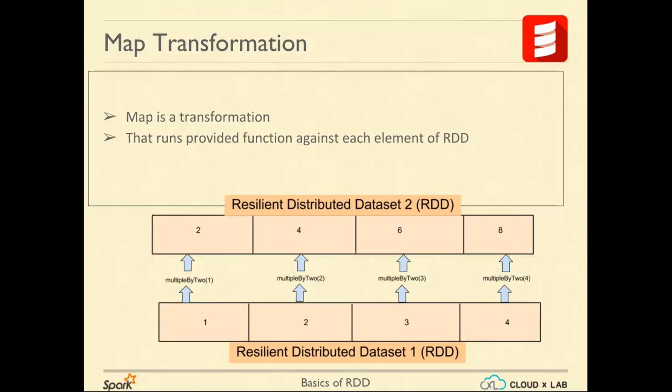Please note that the function map takes another function as argument, which it is going to execute against every element. So if you have 4 elements in your RDD, it's going to execute your provided function 4 times.